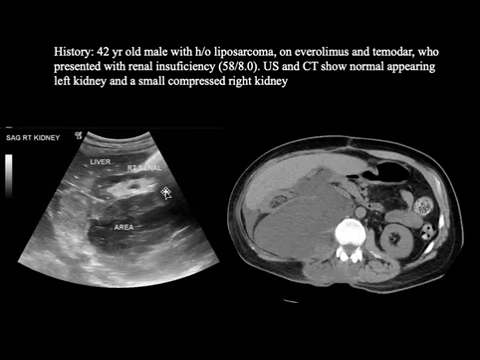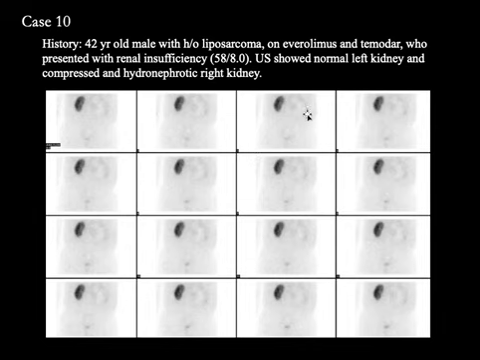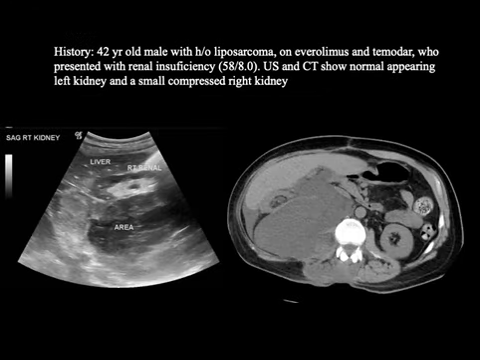Here is the ultrasound from when the tumor was biopsied. This is the tumor. Here is the needle going into the tumor, and here is the small compressed right kidney. So when there is no activity seen, then we want to evaluate the region anatomically using an ultrasound or a CT to see what is the status of that kidney.